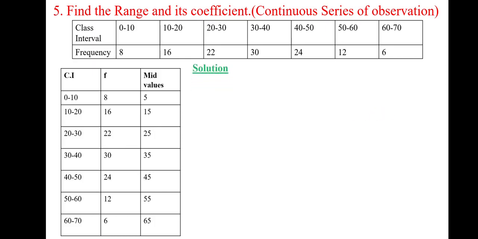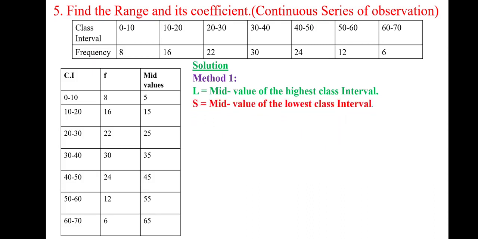Here two methods are there: one using the middle values, another using the upper limit. First, using the middle values, we find the middle value of each interval. Method 1: L equals the mid value of the highest class interval. Here the highest class interval is 60 to 70, and its middle value is 65. Then S is the mid value of the lowest class interval, which is 0 to 10. Its middle value is 5. So the largest value is 65 and the smallest value is 5. We use the formula range equals L minus S.